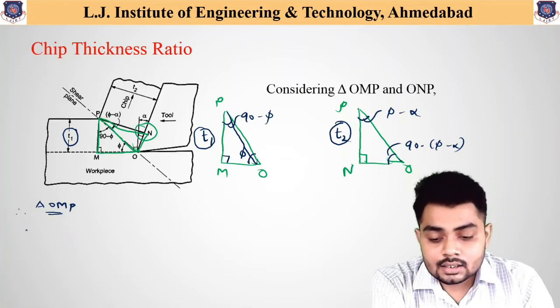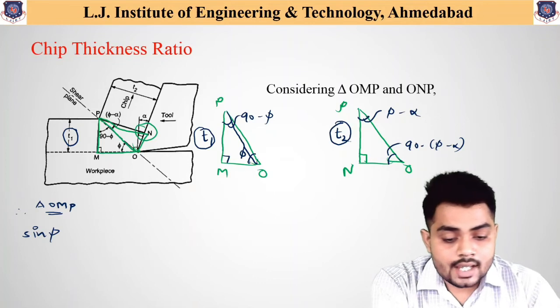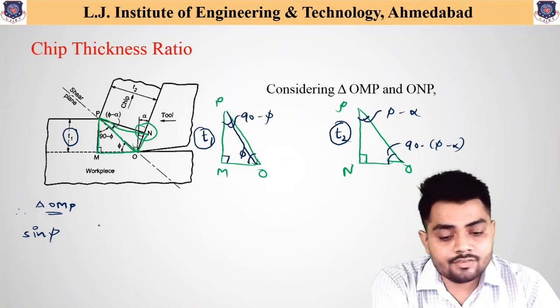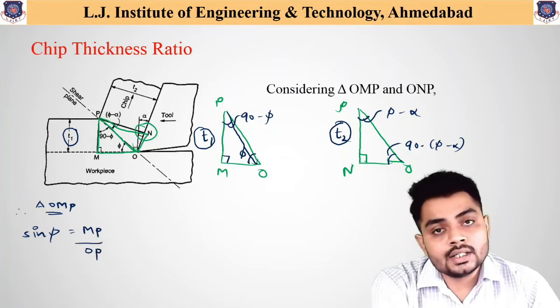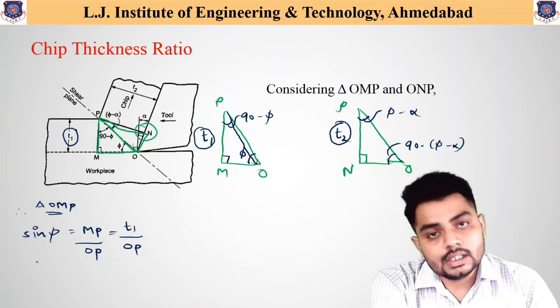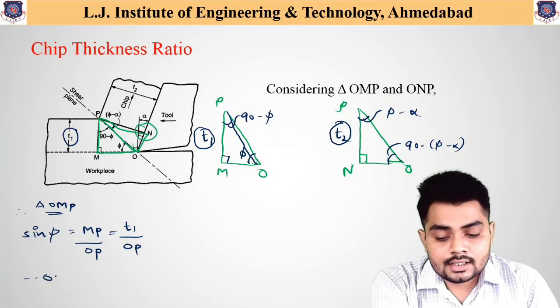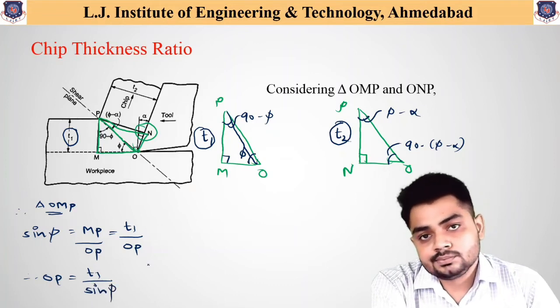We can write sin phi. As this is the angle, sin phi will give us MP divided by OP. So the value of MP, that is T1, divided by the OP. If we write in the form of OP, we can write it as T1 divided by sin phi.